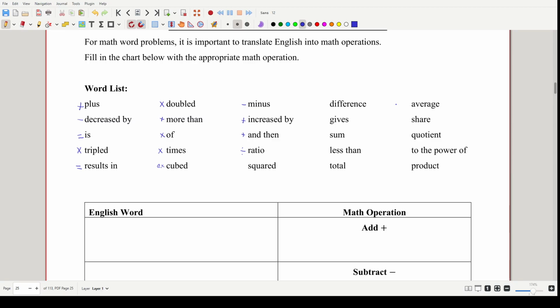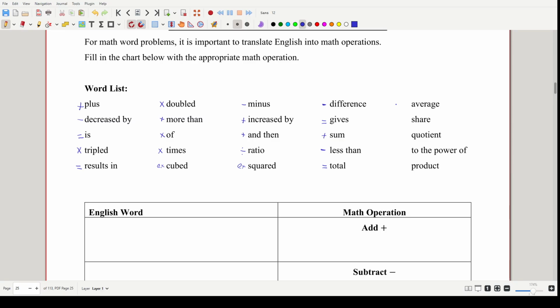Squared, of course, that's an exponent. Difference: the difference between two numbers means that we're subtracting them, so this must mean subtraction. Gives is another way of saying equality, so this is equals. Sum is the word for the total of adding a number of items together, so we have addition here. Less than, that means we're going down, so that must mean subtraction. Of course, total definitely means equals, that's a nice and obvious one.